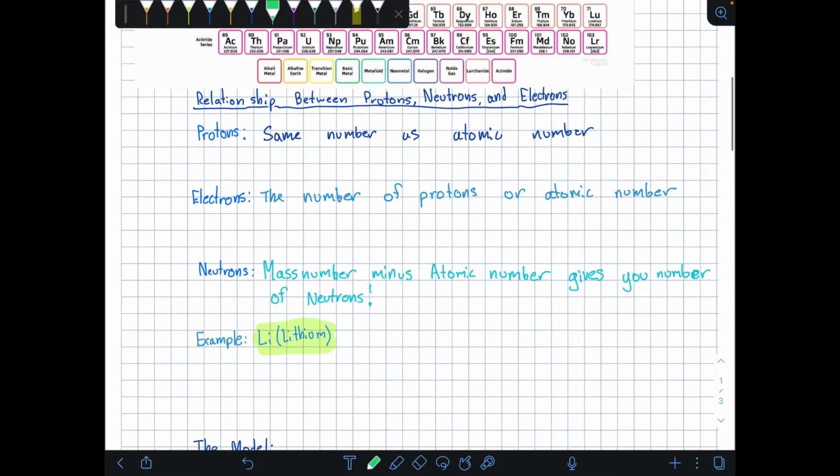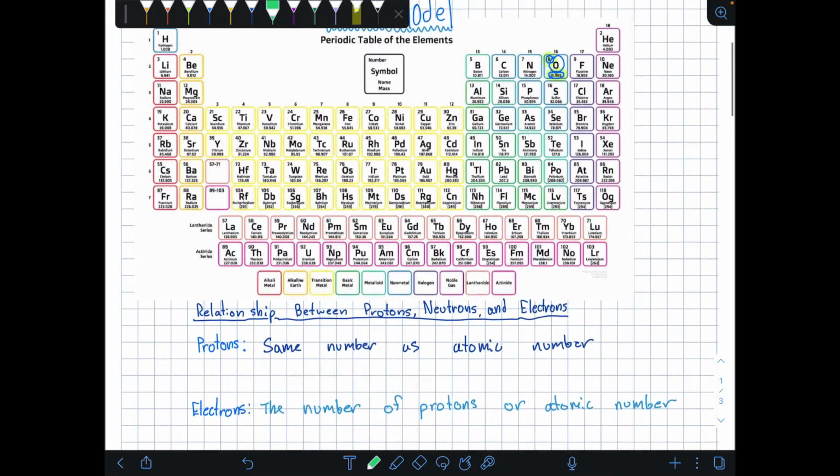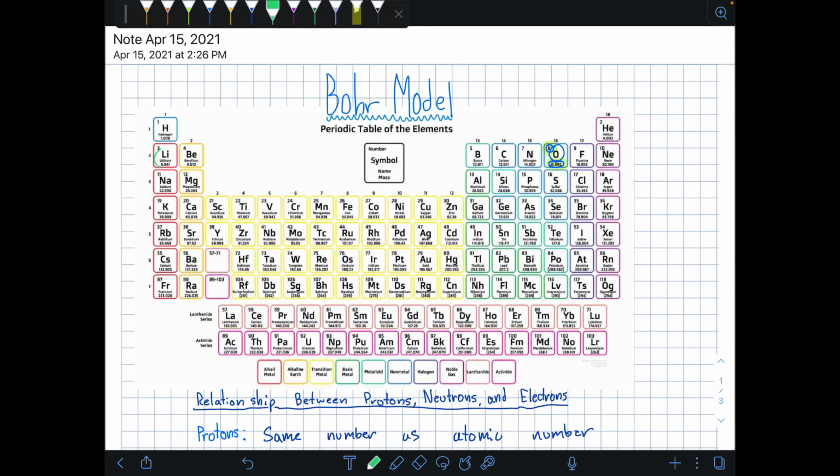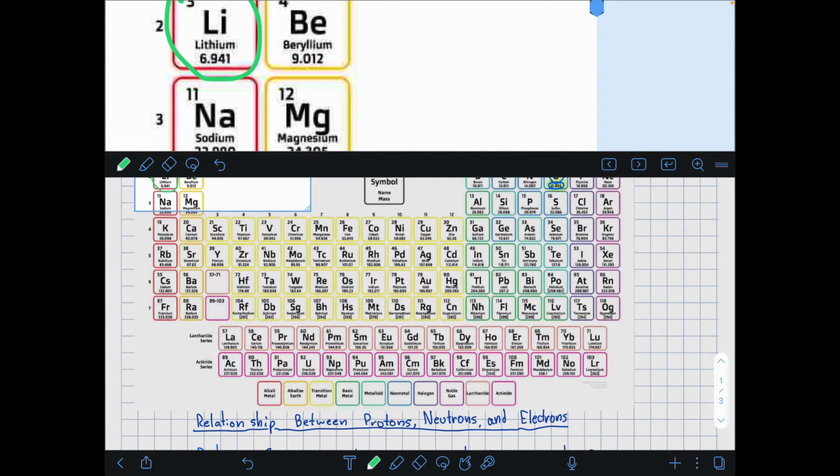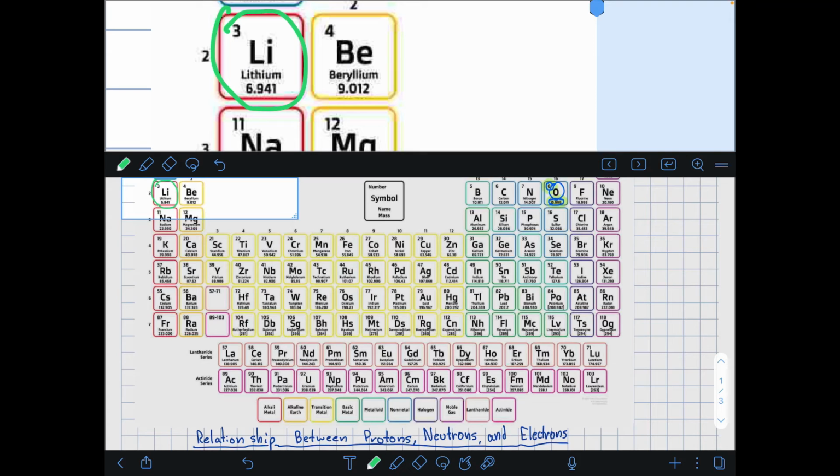Let's do a quick example and hopefully it makes sense. Let's use lithium. Lithium we have right here at the beginning of our periodic table. Lithium has an atomic number of 3, the 3 right here, and a mass number of 6.941. So basically you're going to round this up to 7.